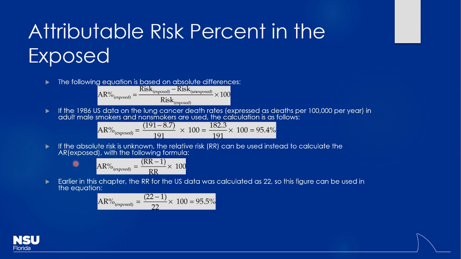The other way you could do it is if you have the relative risk, and essentially you just do relative risk minus 1 over the total relative risk. You end up getting pretty much the same numbers there. But again, I want you to know kind of what this value is telling you, not necessarily that you can calculate it, right?